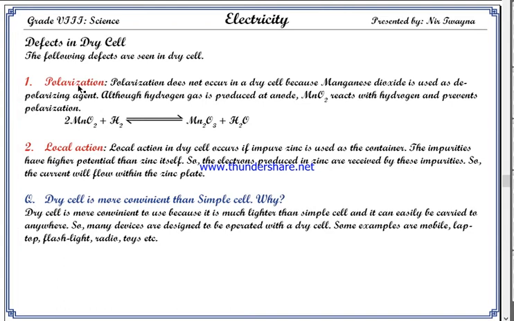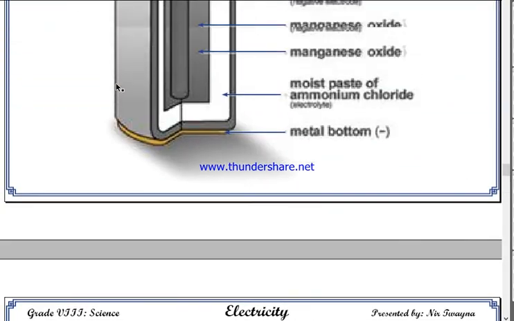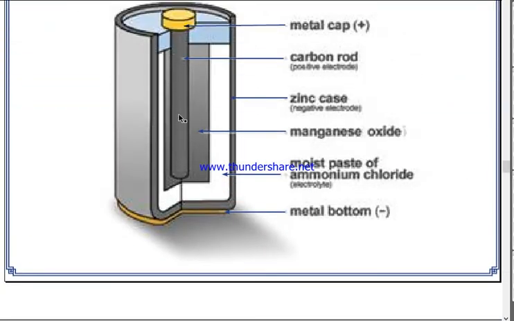Hydrogen gas is formed in the dry cell as well, and in the case of the dry cell, the anode is a carbon rod or graphite rod, isn't it? So gas bubbles are formed on the surface of the graphite rod. That is why the graphite rod is kept inside manganese dioxide.